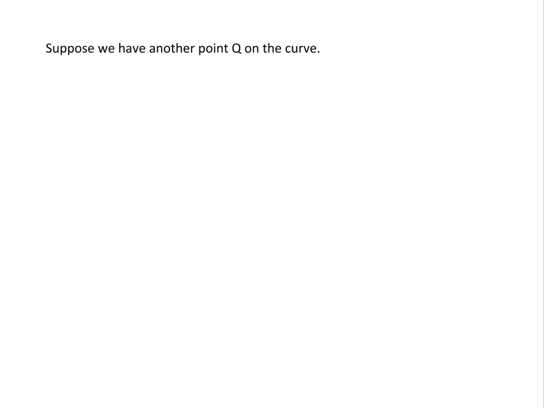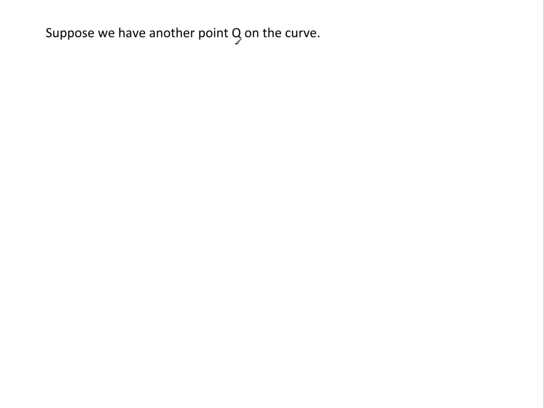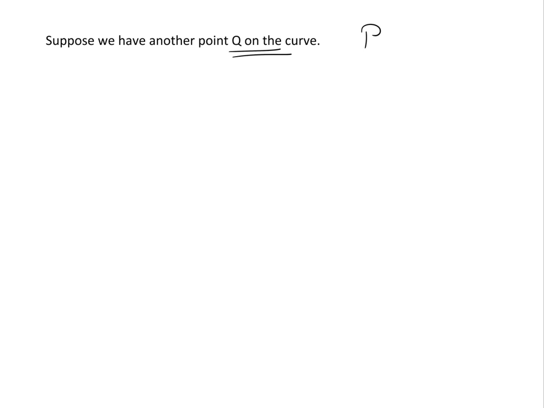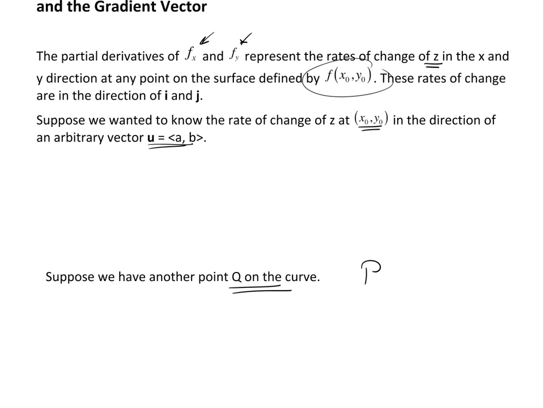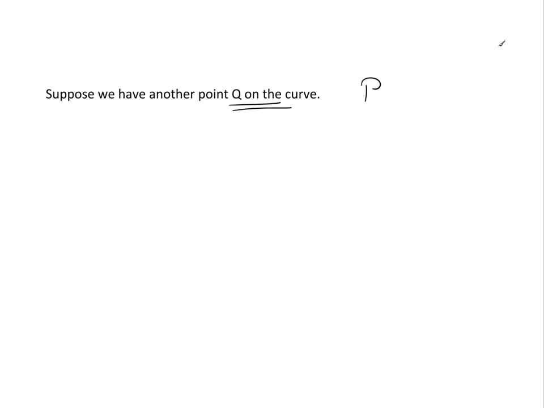So suppose for a moment that I have another point Q that's on the curve. I already have the point P, and I believe I designate that up here. Yeah, let's just say P is x naught, y naught. And I have this other point Q that's on the surface. So what I'm interested in is perhaps this vector created by PQ, where I'm going from P to Q.